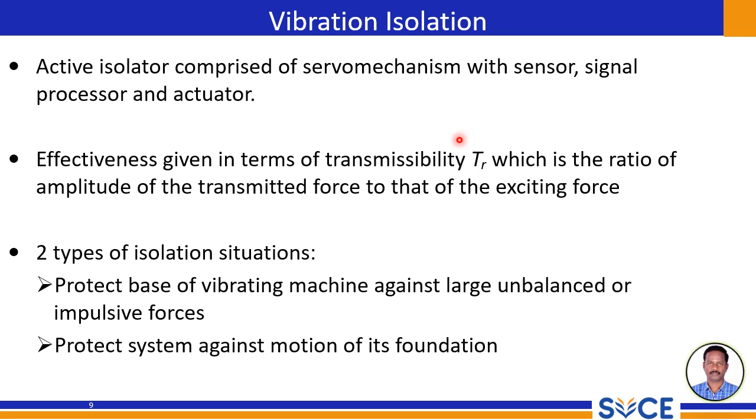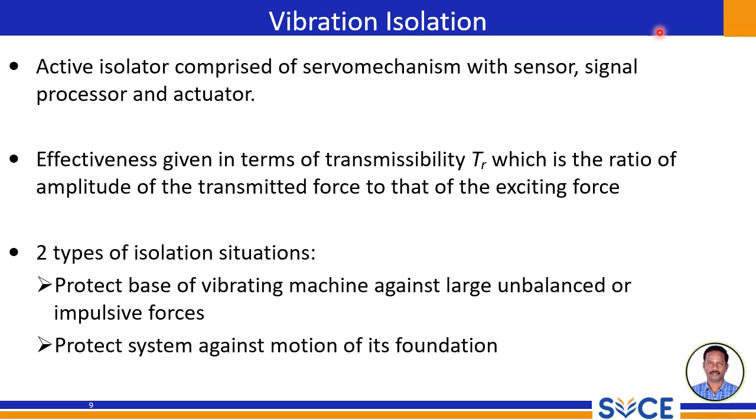This slide also introduces the concept of transmissibility, a key metric for evaluating isolator performance. Let's see. The active isolators comprise a servo mechanism with sensor, signal processor, and actuators. Unlike passive isolators, active isolators use a feedback control system. A sensor detects the vibration, a signal processor analyzes it, and an actuator generates a counteracting force to cancel the vibration.